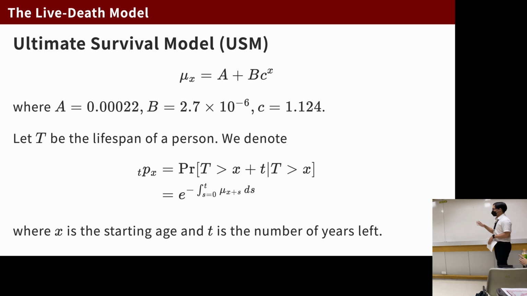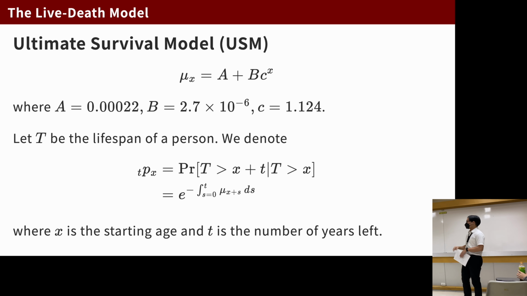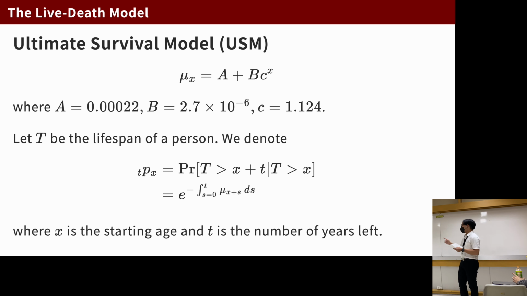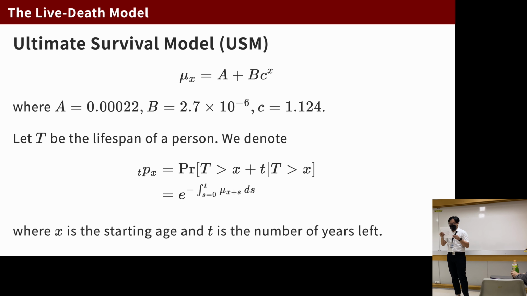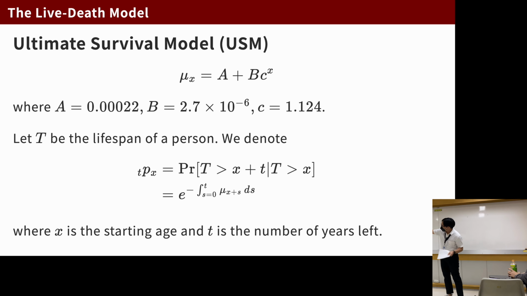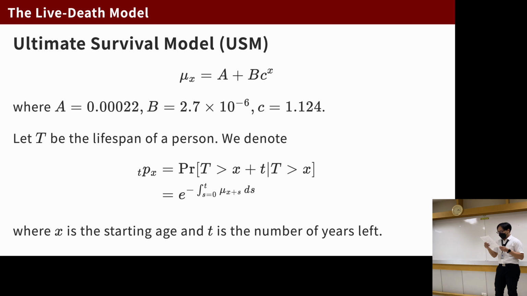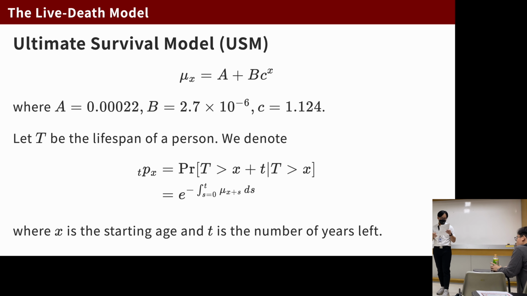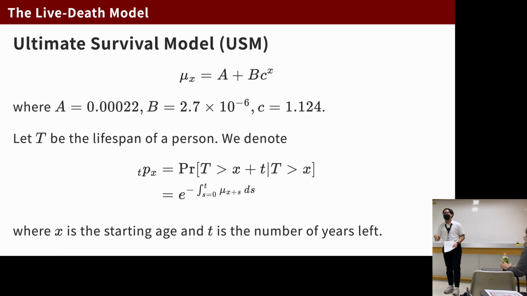So let me just explain something from a class that I didn't take, which is actuarial math. We call it the ultimate survival model. We define mu as a function of x, and the definition is up on the screen. And then we also define tpx to denote the probability that someone will live for longer than another t years, given that they've already lived for x years. This is computed by the exponent term. Here, x denotes the starting age, which is how old you are when we compute this probability, and t denotes the number of years after x.